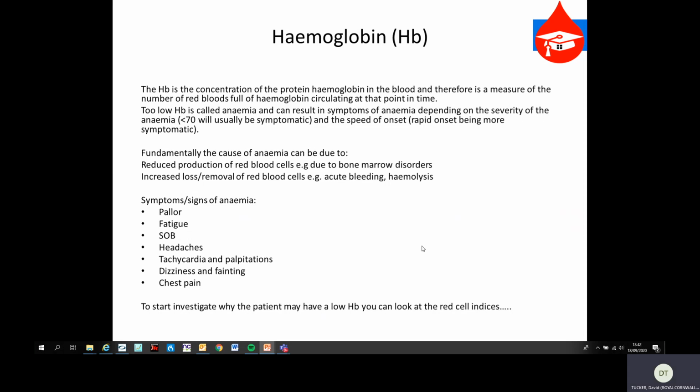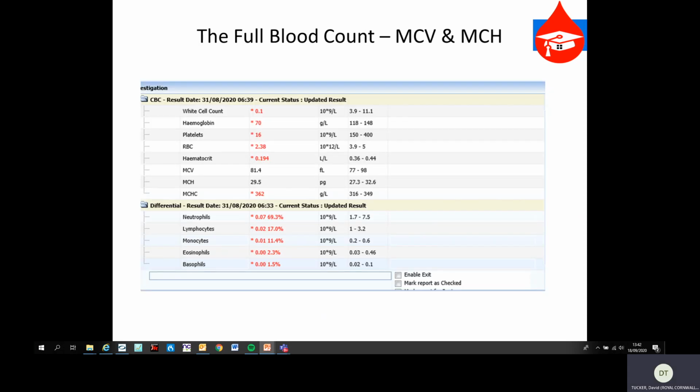So to start with, when we look at the red cells and we're thinking about anemia, the thing that we look at is the red cell indices. This is before we've done hematinics or any other tests. We can see whether the mean cell volume or the mean cell hemoglobin are changed, and this can give us a big clue as to the cause of the anemia.